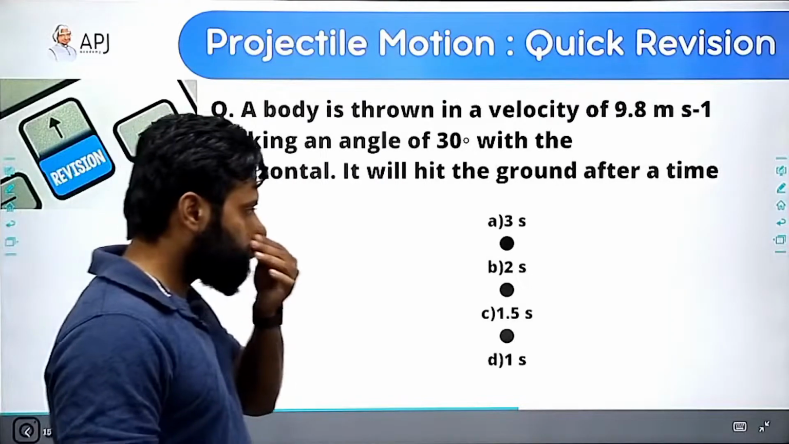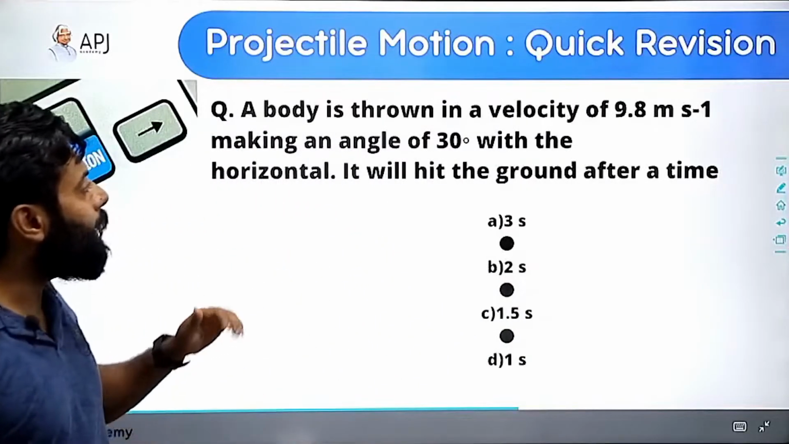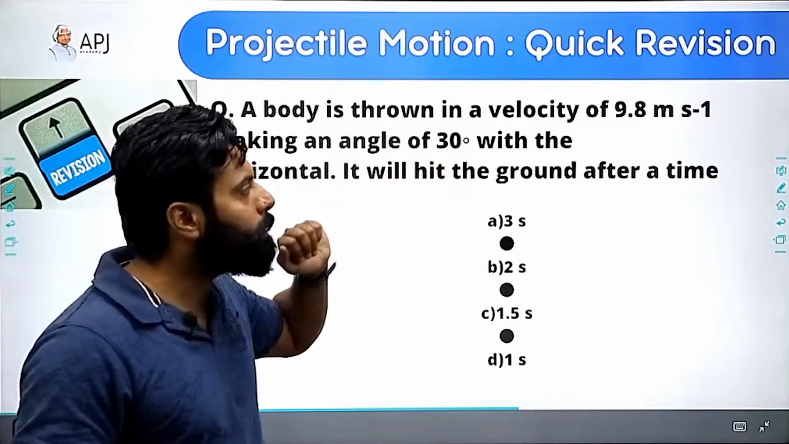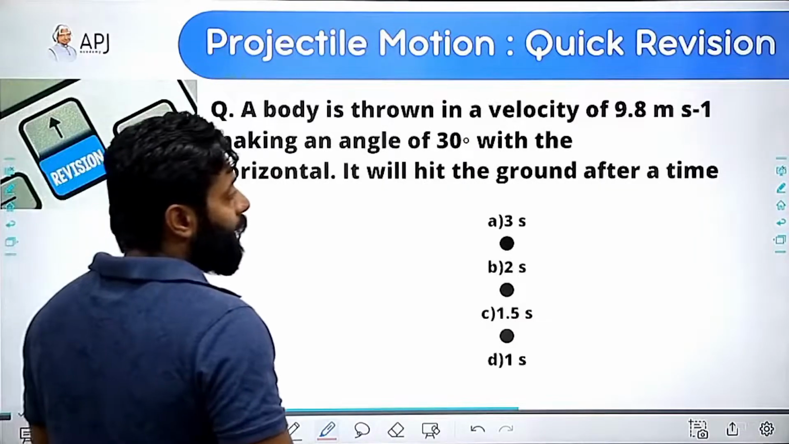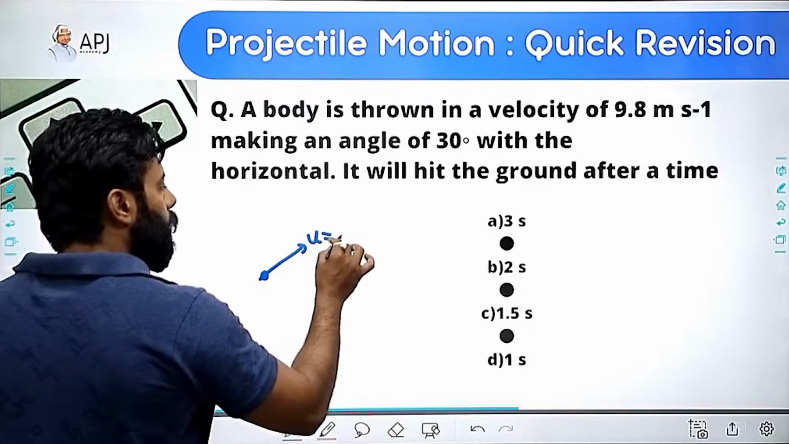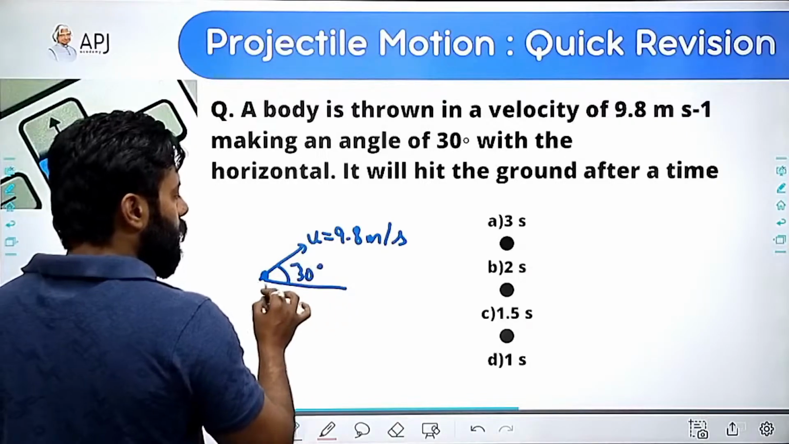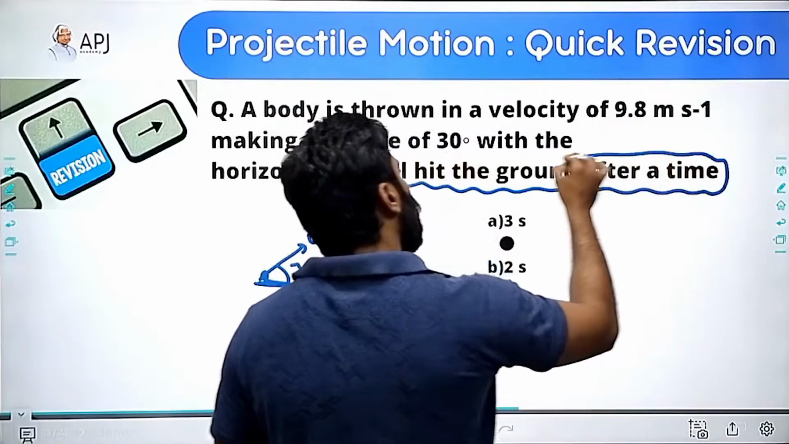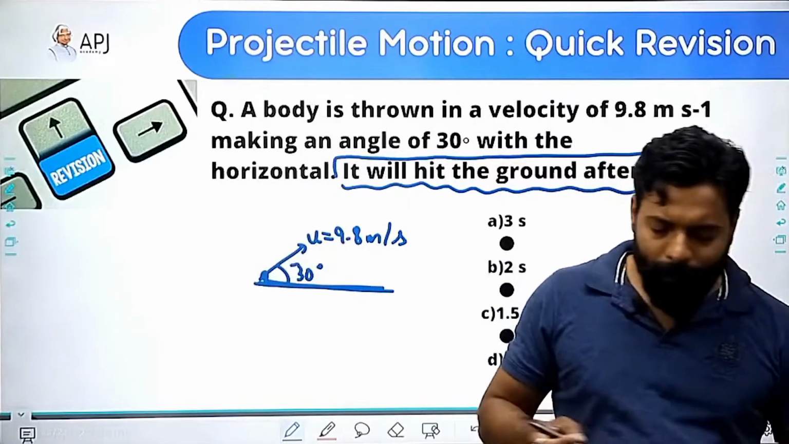So this is a question. Let's see how many of you will be able to solve this question. A body is thrown with a velocity of 9.8 meter per second, making an angle of 30 degree with the horizontal. It will hit the ground after how much time? So the velocity is 9.8 meter per second, making an angle of 30 degree. Please let me know what the answer will be.